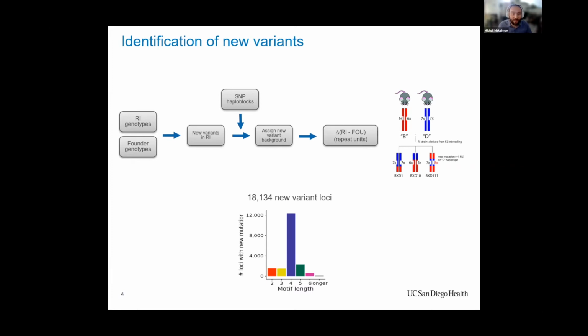As you can see in the bottom right, we found about 18,000 loci that have a new variant in at least one strain. And most of these are tetranucleotide repeats. And this actually just mirrors the motif-length distribution among all the segregating STRs.